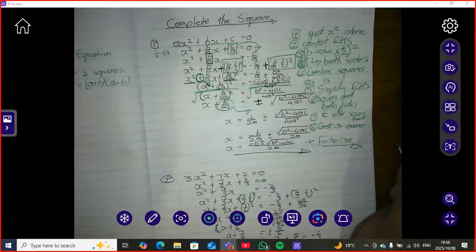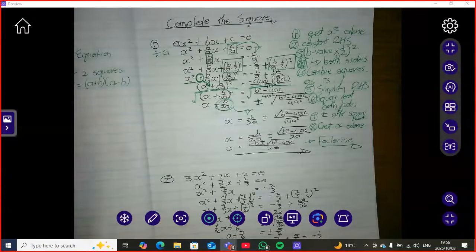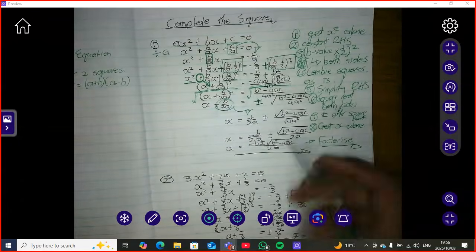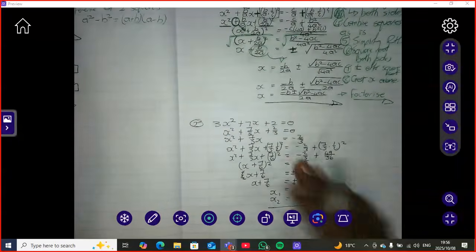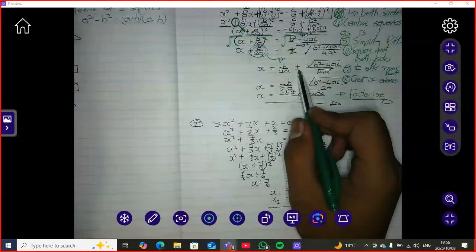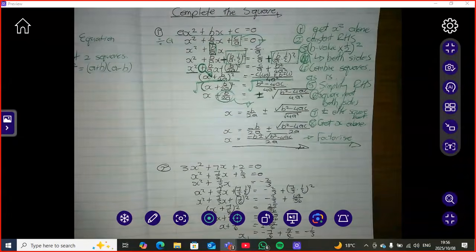What next? Sometimes you will do it like this, but most times you will get two values because of this plus and minus. And you'll see how now. But these are the steps you can follow.